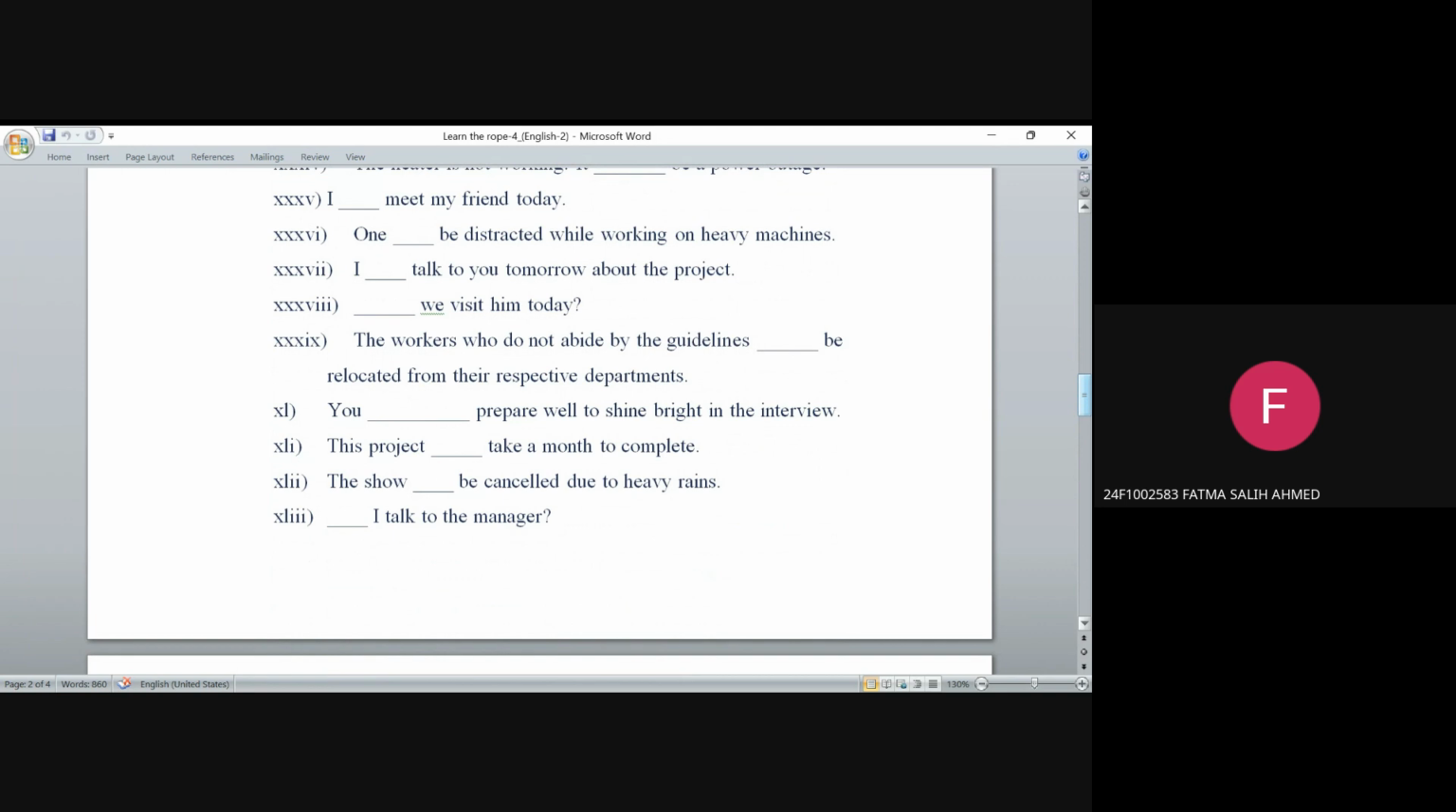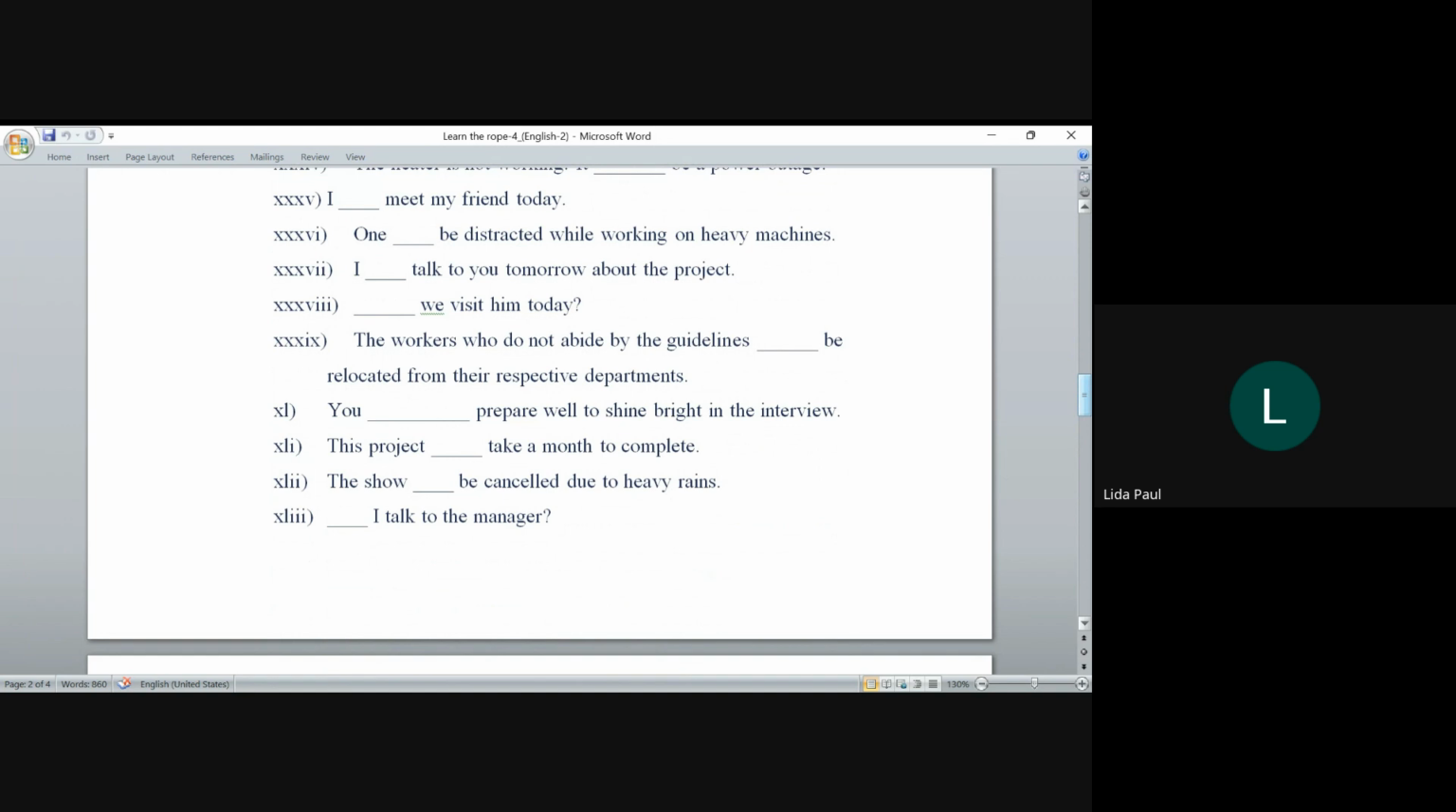I will. Correct. If it's intention, then the choice of modal verb is will. I will talk to you tomorrow about the project. It shows intention. Keep in mind, here will doesn't stand as a future tense marker. This is a modal verb which indicates intention, right? I will talk to you tomorrow about the project. Next, dash we visit him today.